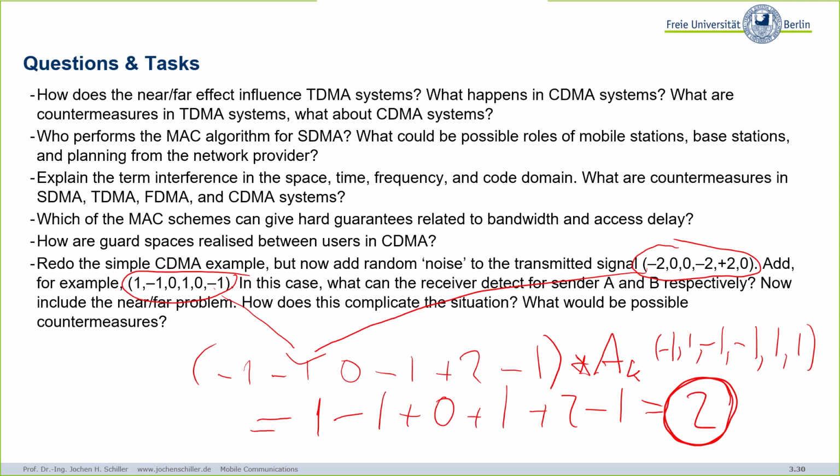In this simple world, you can add noise, whatever you like. You will always find out the original data, but that's not real life. So that is, in real systems, more complicated. That should only give you the basic idea. So, countermeasures for near-far, we already covered this. Power control, that is the most important thing. And if you have this power control, so that you do not have this extremely strong sender B and the weak sender A, then the system works. You can play with this example, it simply works.